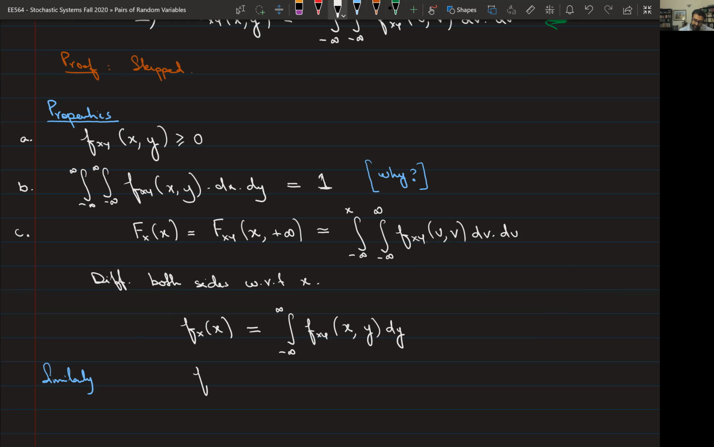Similarly, if you want to get the PDF of y from the joint PDF, all you need to do is integrate over x. So what should come here? Anybody else? Salman? Yes, sir. If I were to get a PDF of y and not a PDF of x, sir, it's the same, just dx instead of dy. Exactly. Instead of integrating with respect to y, you integrate with respect to x. And these are extremely important identities, or relationships.